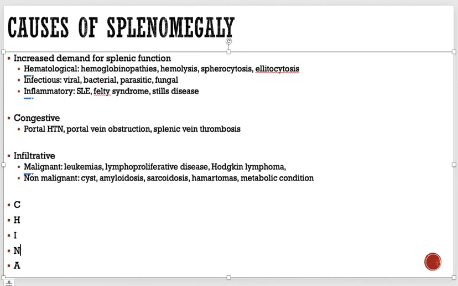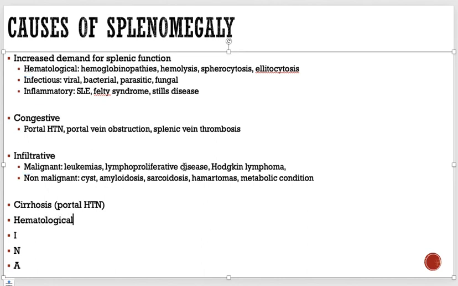CHINA is one of the mnemonics. C is for cirrhosis. Of course, that will lead to portal hypertension, which will lead to splenomegaly. Or you can write in bracket portal hypertension. H is for what? Hematological.